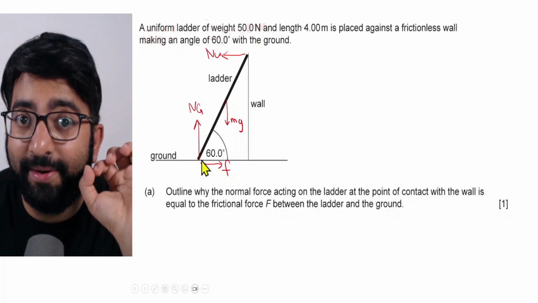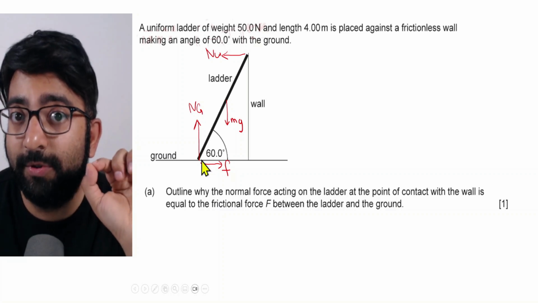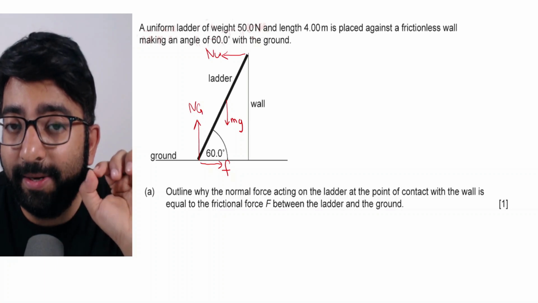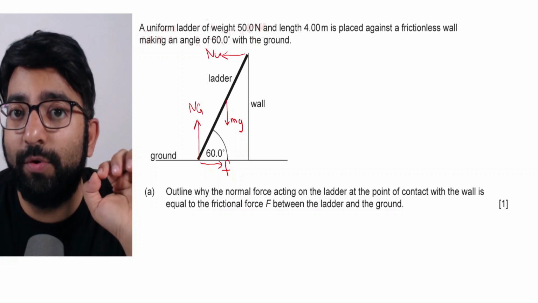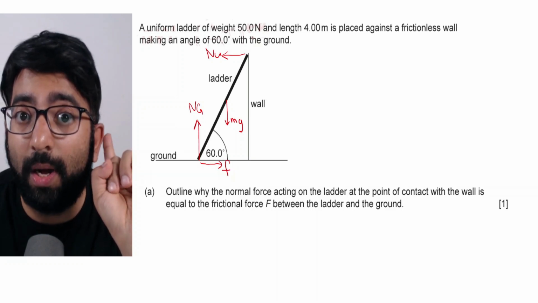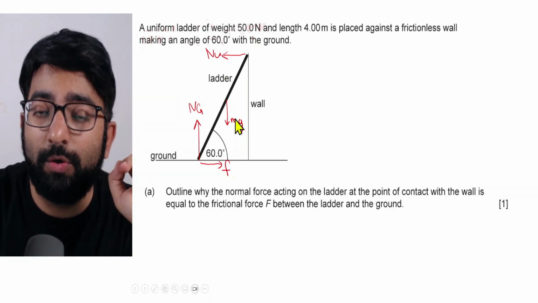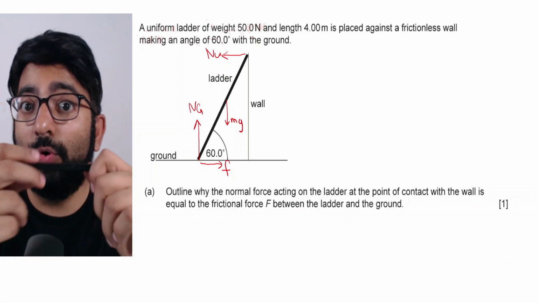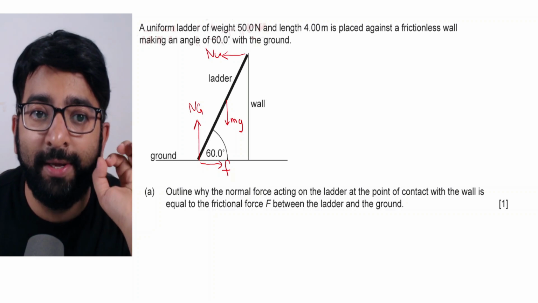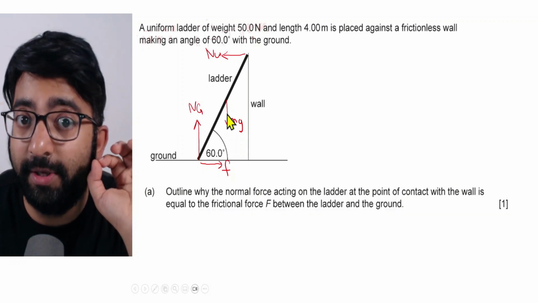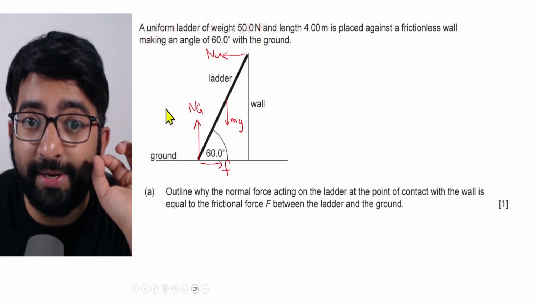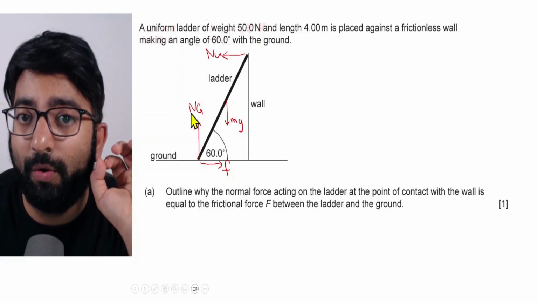Now, since the ladder is stationary, it is in equilibrium. So it is in linear equilibrium as well as rotational equilibrium. In linear equilibrium, the net force acting on the object should be equal to 0, which means the total upward forces need to be equal to the total downward forces, and the total rightward forces need to be equal to the total leftward forces. So in this case, mg is the only downward force acting on the ladder, which will be equal to Ng, which is the upward force acting on the ladder.